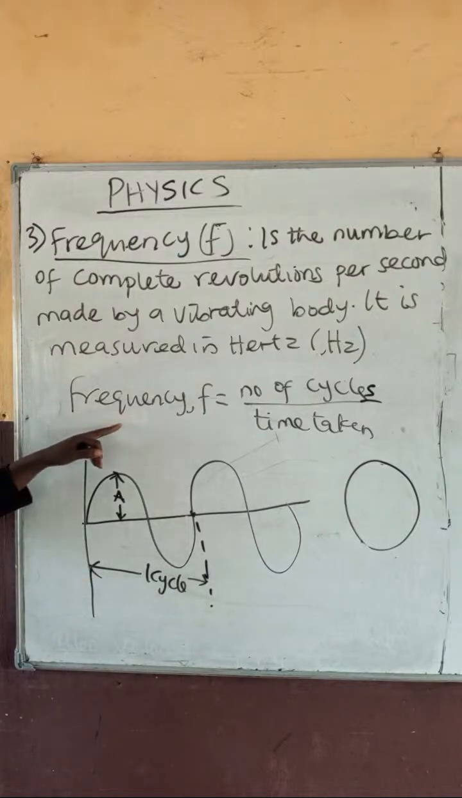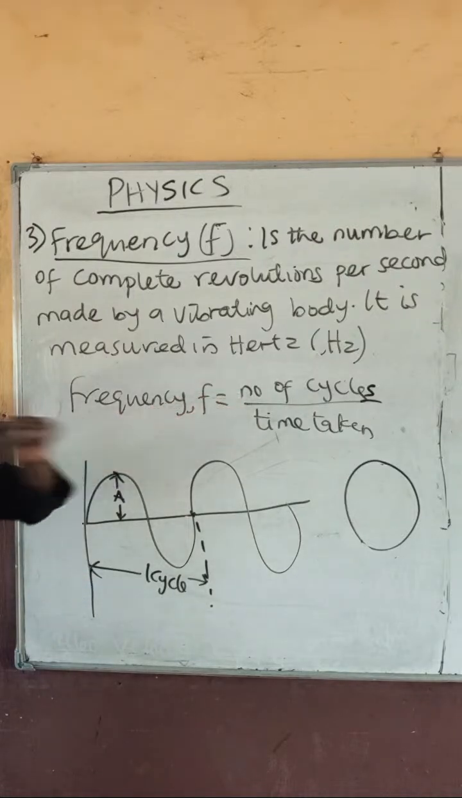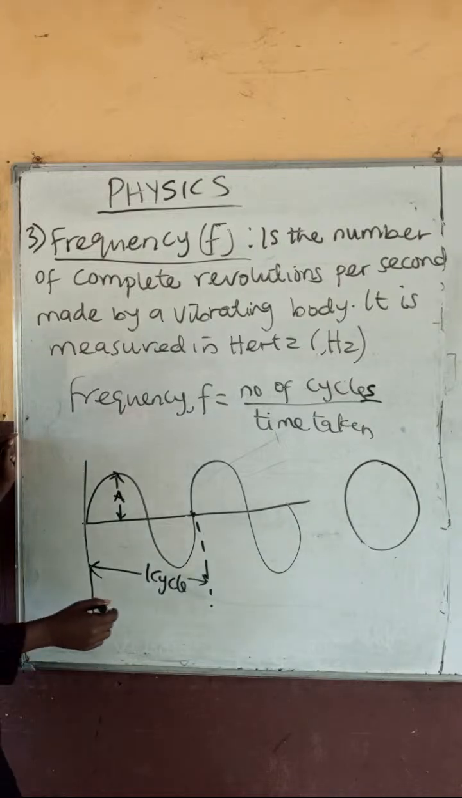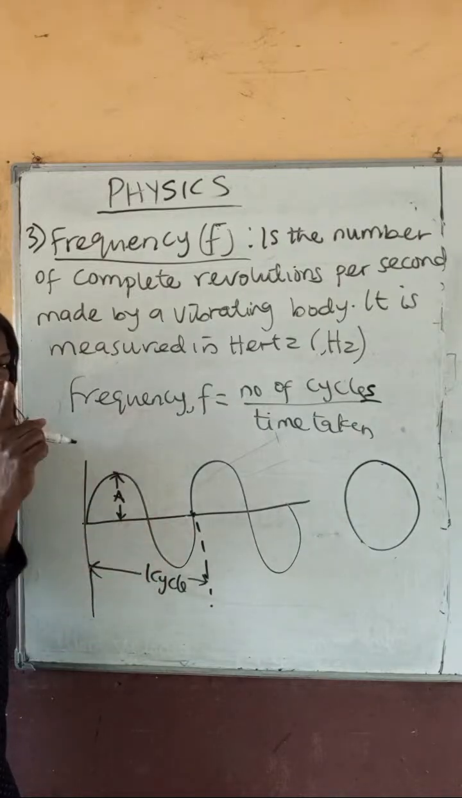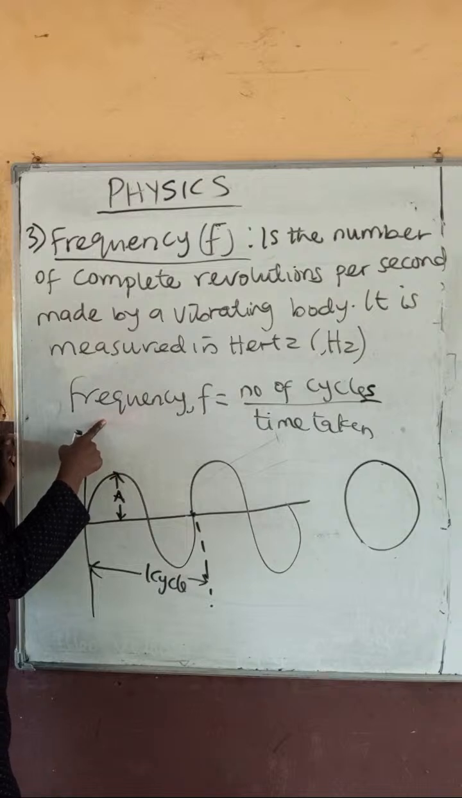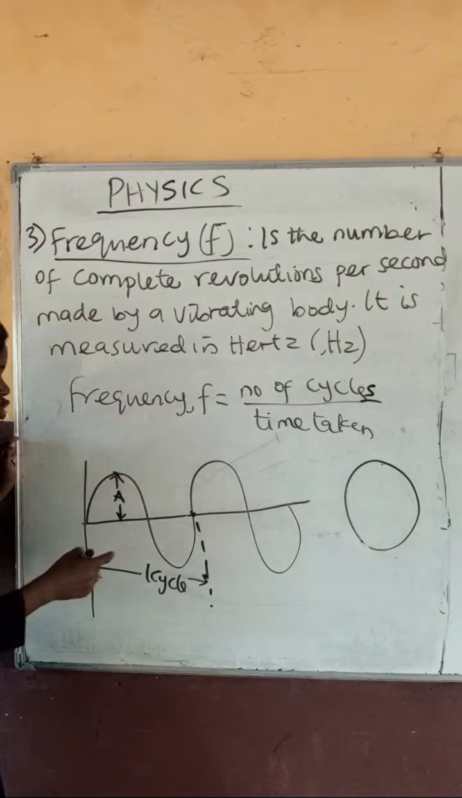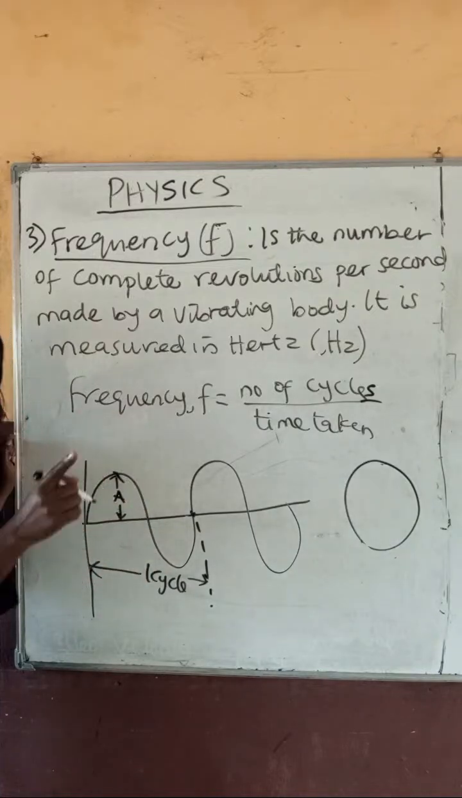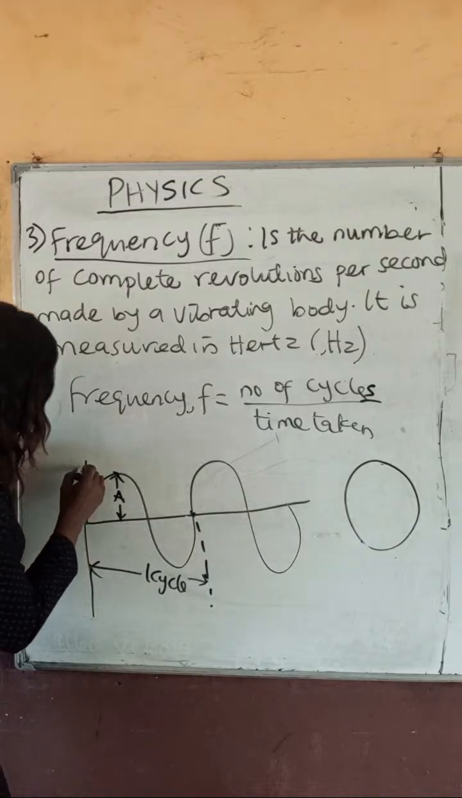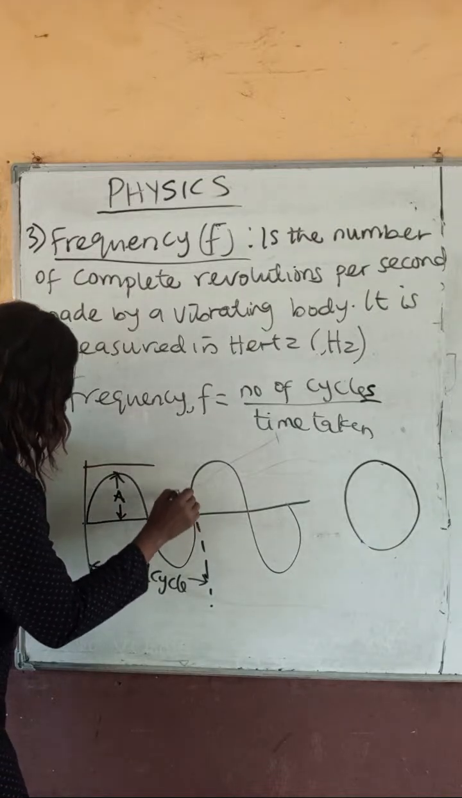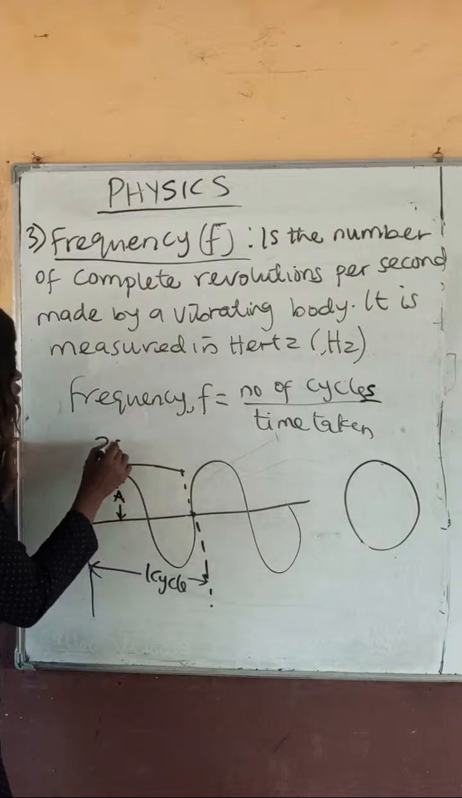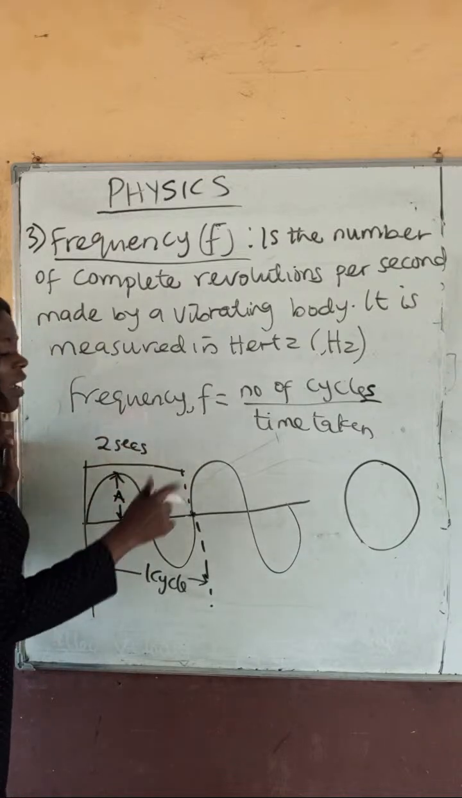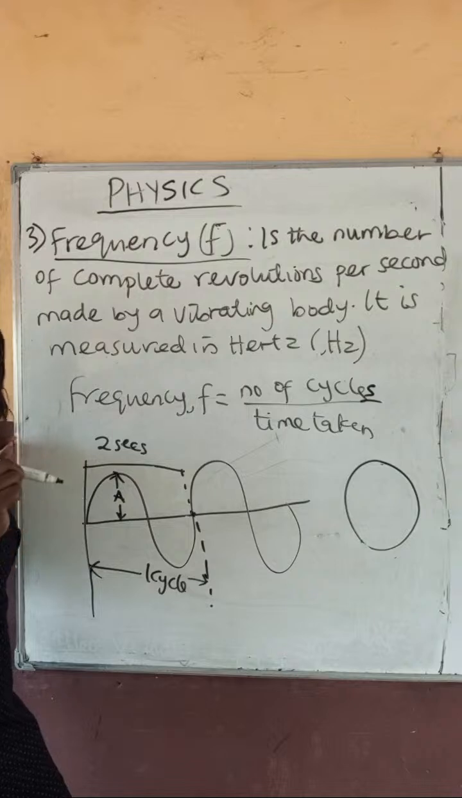Frequency is the number of cycles covered in 1 second. For example, if the body covers two cycles in 1 second, that becomes my frequency. But the time taken to cover one cycle is said to be the period. So let's assume this particle takes 2 seconds to cover one complete cycle. It becomes the period.